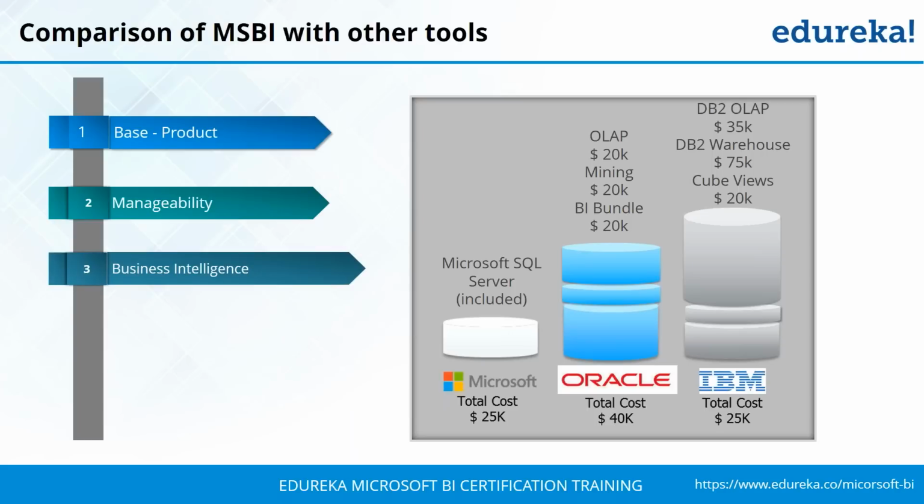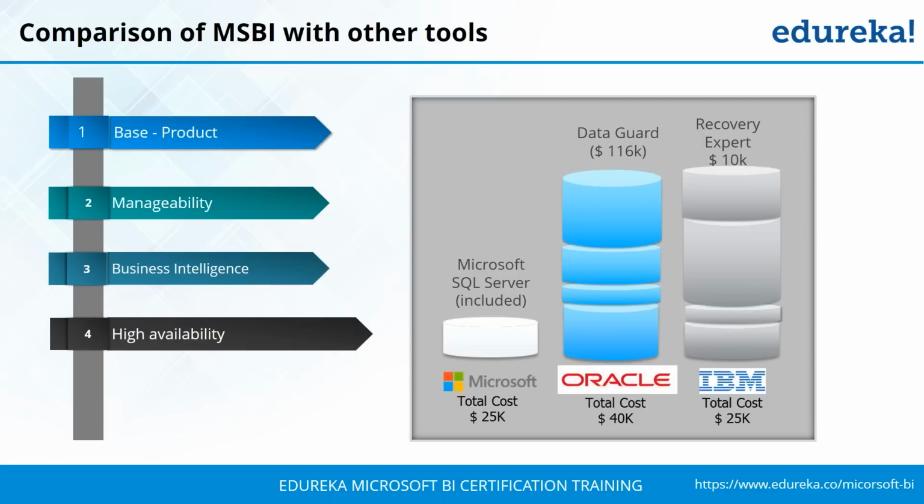So for Oracle, if you go for the BI bundle, $20,000 more. You want to do data mining on that, $20,000 more. If you want to do OLAP, if you want to perform a cube-related operation, again $20,000. Same thing for IBM, cube, $20,000 more. DB2 warehouse, $75,000 more. DB2 cube services, DB2 OLAP services, $35,000 more. But in case of Microsoft SQL Server, everything comes included. You don't have to do anything.